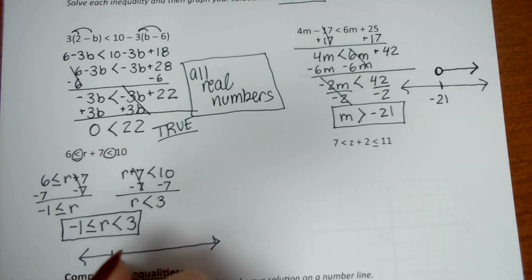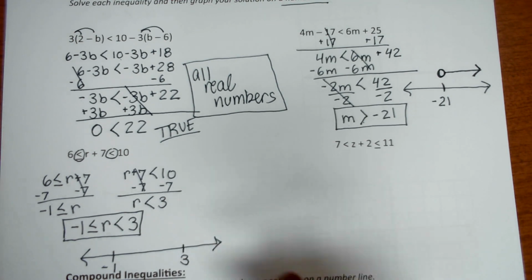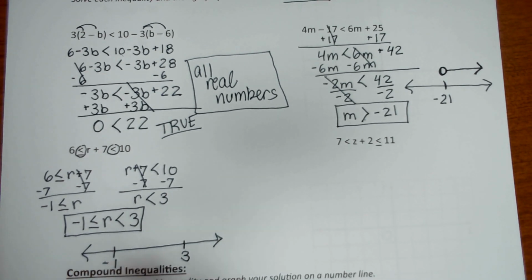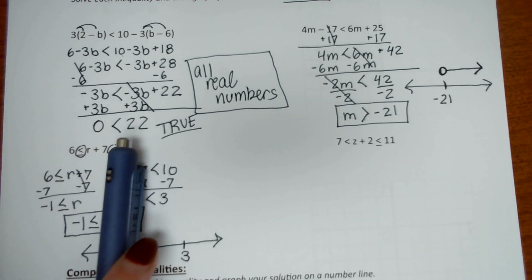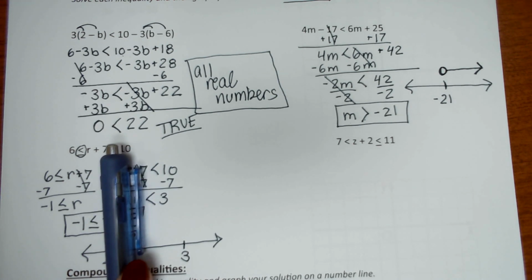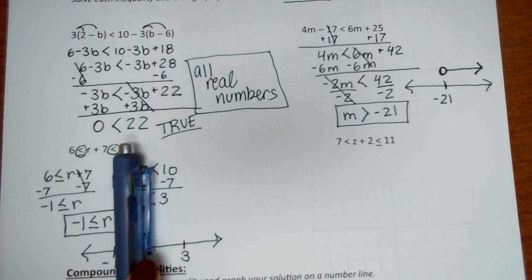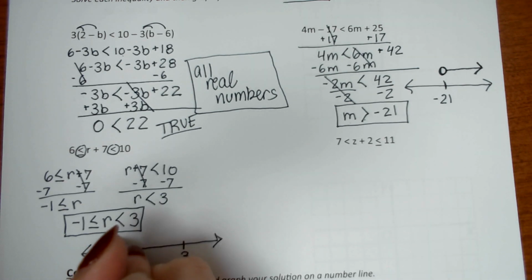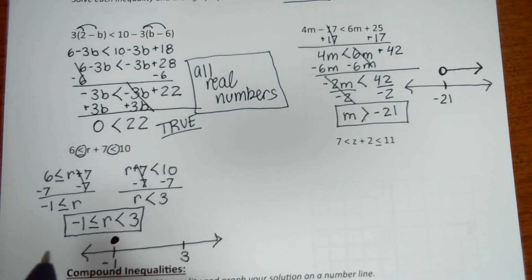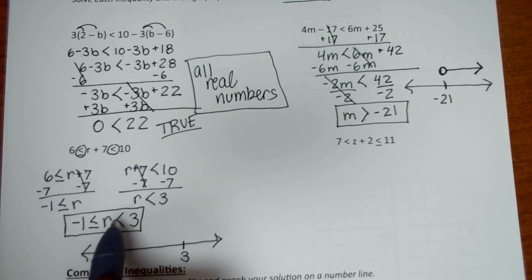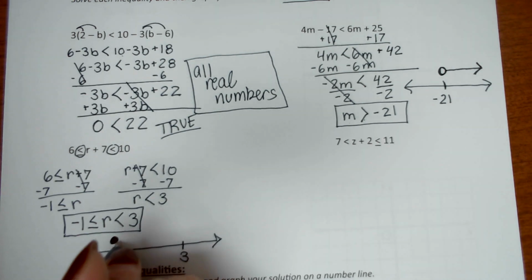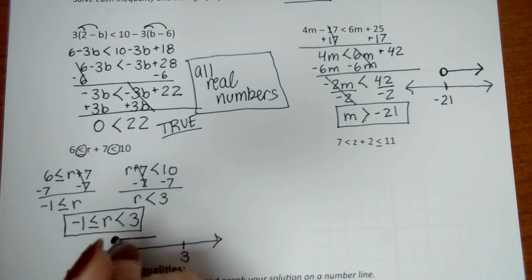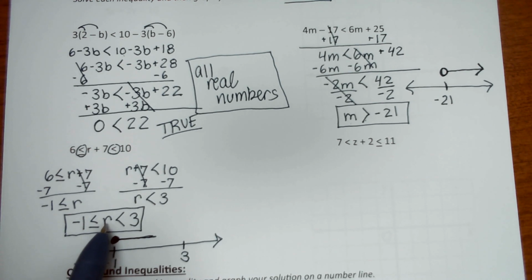Now, we have to still graph it on a number line. So I know I want to include -1 and +3 on my number line. And I'm going to start by just looking at this first part. -1 is less than or equal to r. So I need a closed circle above -1, and then my inequality is telling me that r is greater than or equal to -1. So my line goes to the right. Remember, r is on the right side.